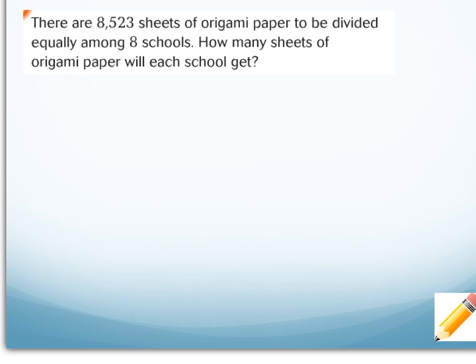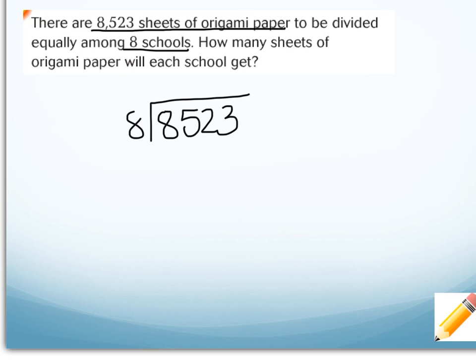Let's try another one. Copy this example down. There are 8,523 sheets of origami paper to be divided equally among 8 schools. How many sheets of origami paper will each school get? 8,523 sheets divided by 8. I need to use Daddy, Mommy, Sister, Brother. 8,000 split into 8 groups puts 1,000 in each group. 1 times 8 is 8. And there are no thousands left over.